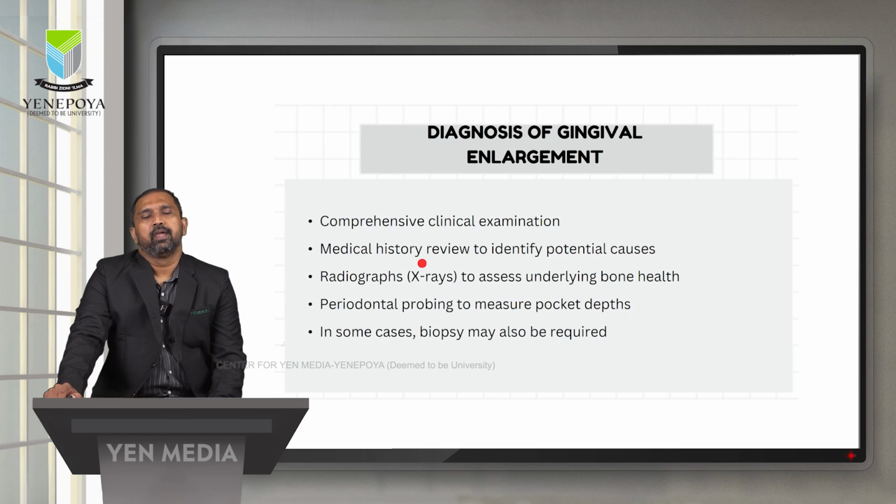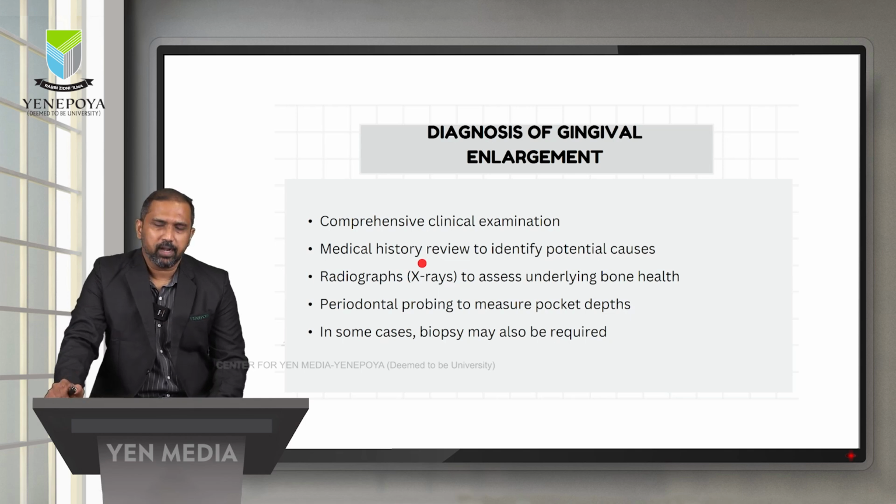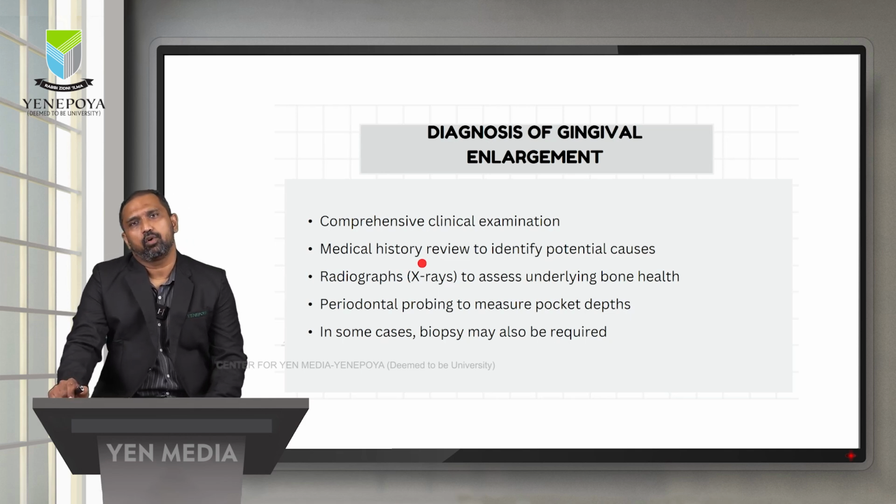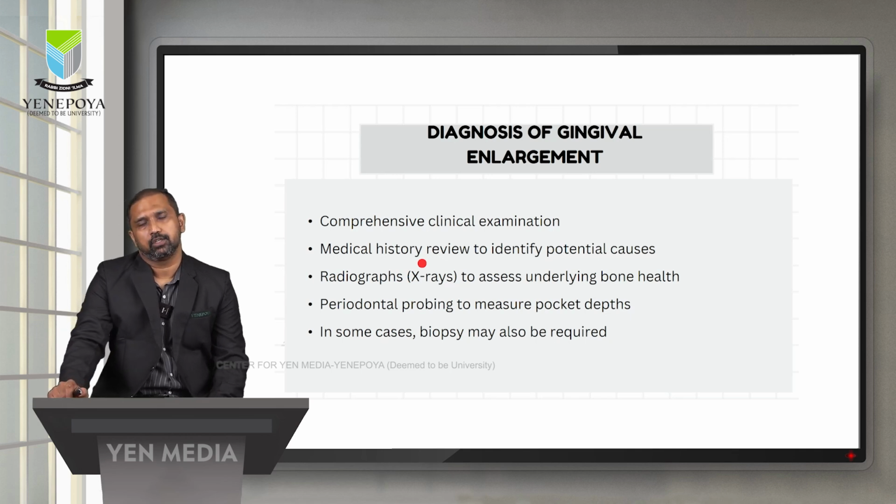for the enlargement. Third, after the complete clinical examination, a radiographic examination is also required to rule out any involvement of tooth-related problems as well as bone-related issues. If you want to see changes in the bone as well as the tooth, you need to take a complete radiograph, either in the form of an IOPA or an OPG, called an orthopantomograph.